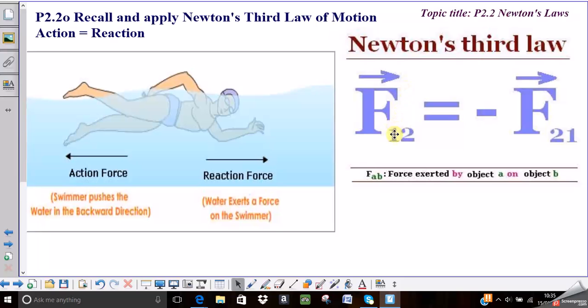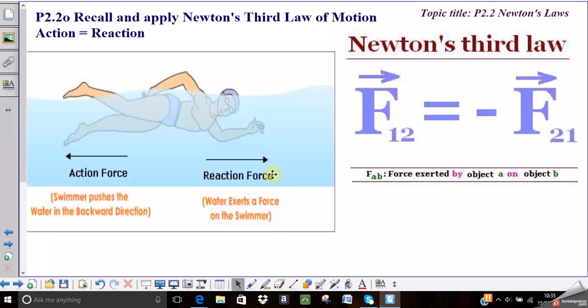The same thing here, Newton's third law. Well, action force or reaction force, it doesn't matter which one is which. The swimmer pushes the water in the backwards direction. That's the action force. So the swimmer is pushing the water, and the water exerts a force on the swimmer. That is the reaction force. So first, the swimmer is pushing the water, and the water is pushing the swimmer back.